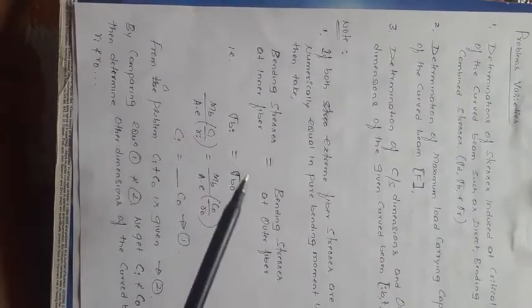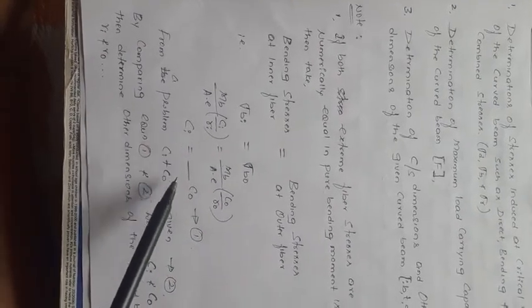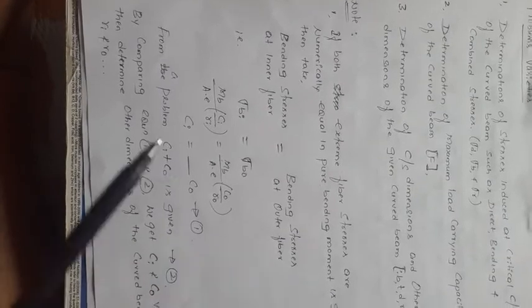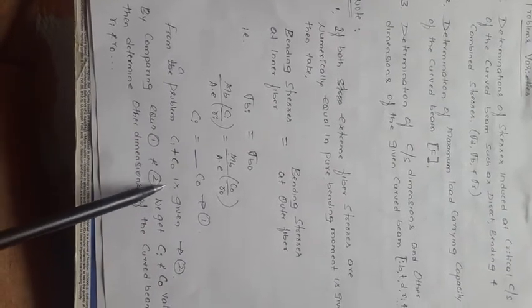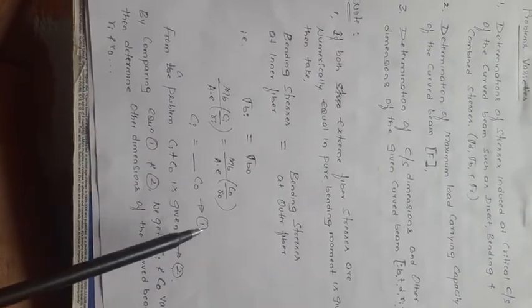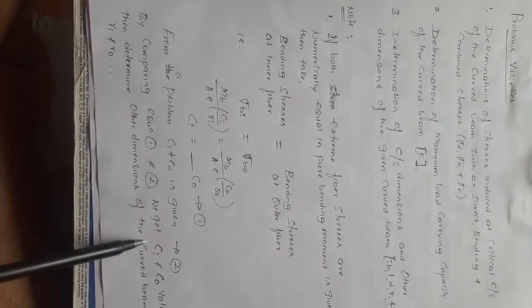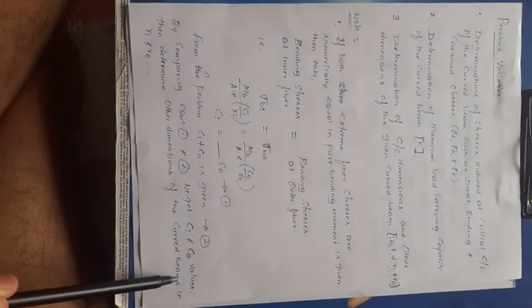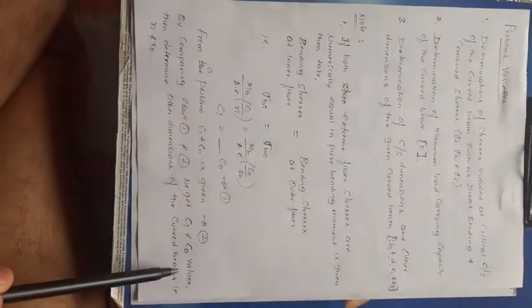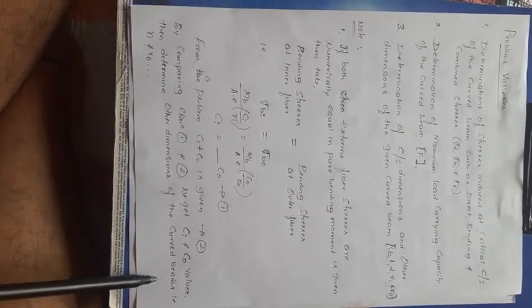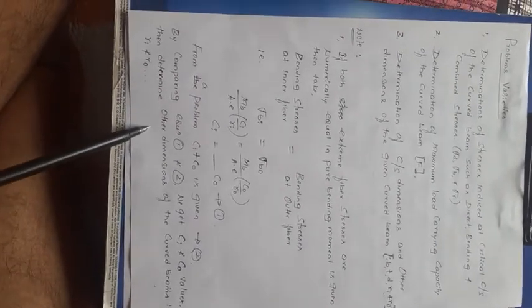Now the remaining thing is you will finally get ci in terms of co. This is the first equation. From the given problem, ci plus co is given, which is called equation number 2. Once you solve equations 1 and 2, you will get the ci and co values. Once you get ci and co, you can determine the other dimensions of the curved beam, that is ri and ro.